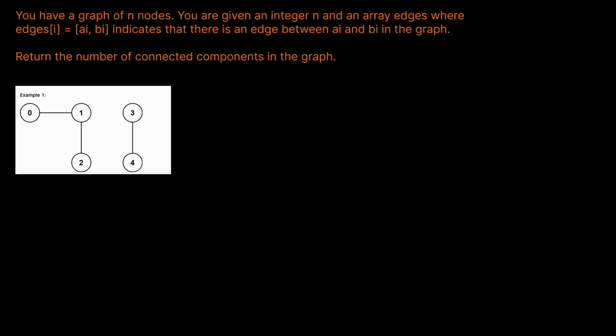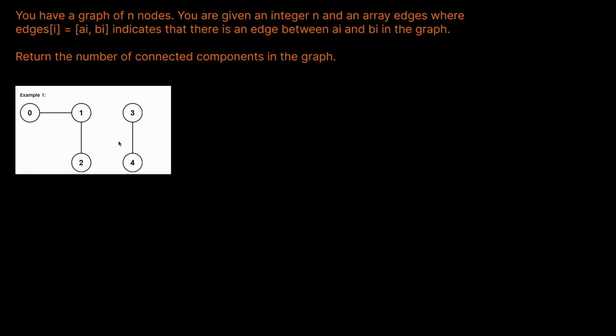Today we're going to be solving Leetcode problem 323, number of connected components in an undirected graph. You have a graph of n nodes. You are given an integer n and an array edges where edges of i equals a of i, b of i, which indicates that there is an edge between a of i and b of i in the graph. Return the number of connected components in the graph.